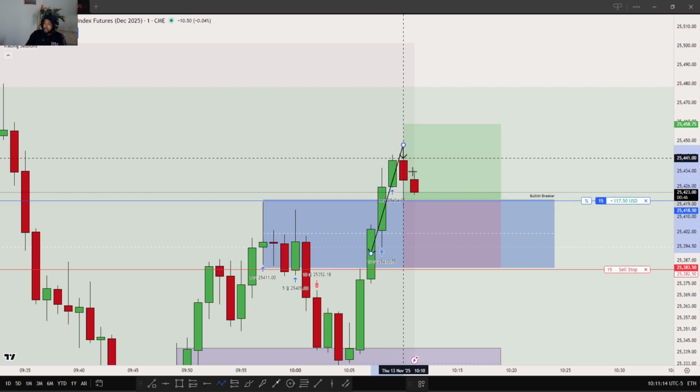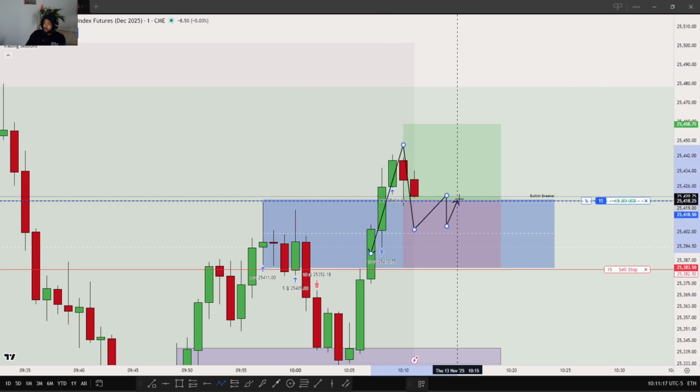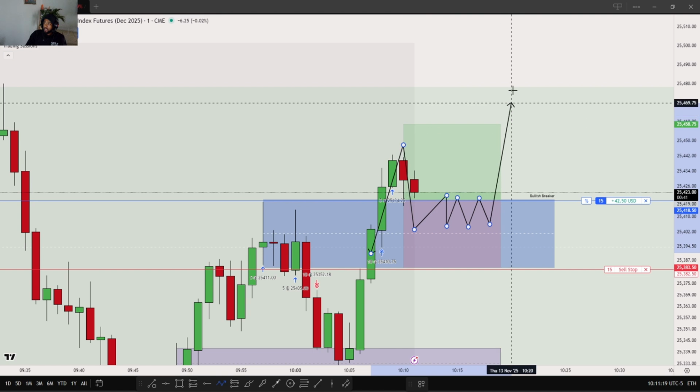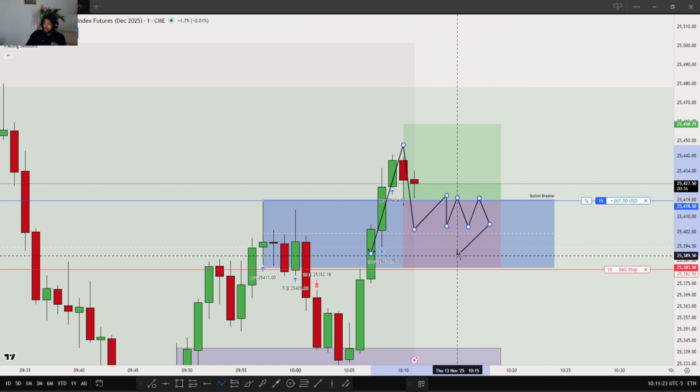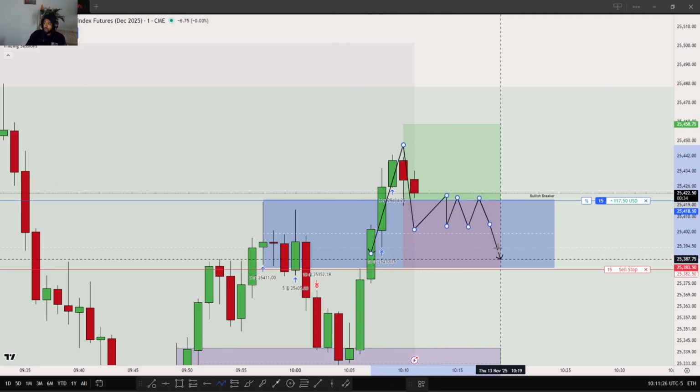I want to see it stay in this upper half of this bullish breaker, right, and expand. I don't want to see it come body closes below this lower half. I do not want to see any candlestick closes in this lower half.